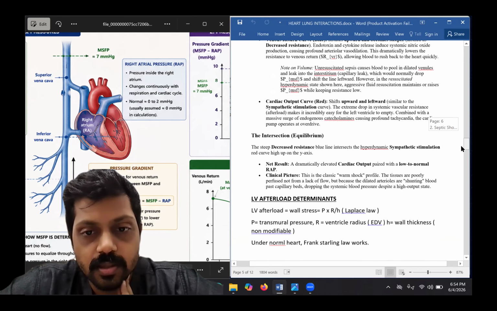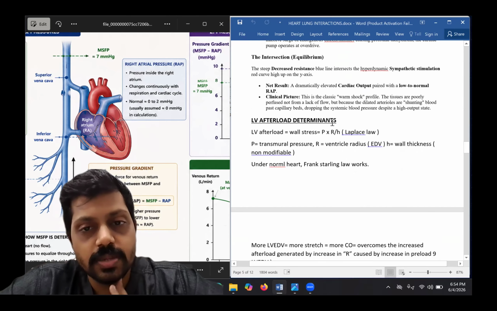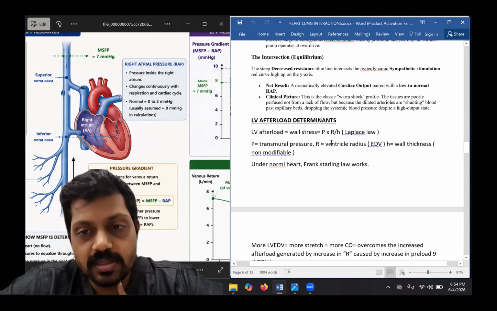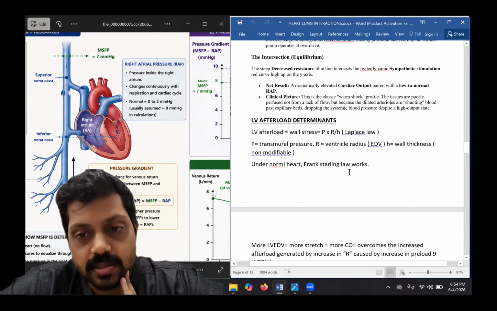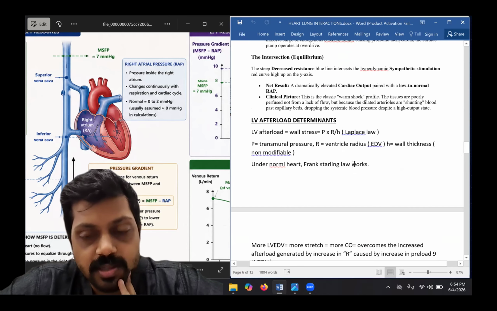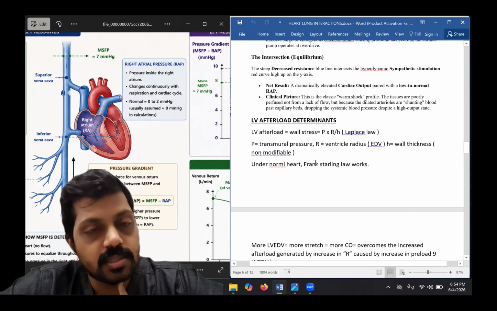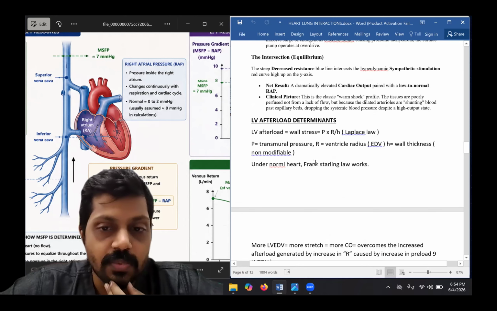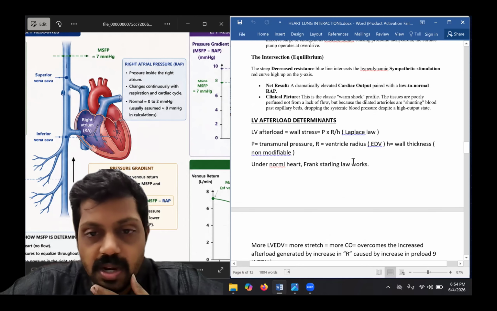Okay. So there are some factors which determine the LV afterload. Remember these two laws you have to know: one is the Frank-Starling law and the other is Laplace law. Frank-Starling law states that the force of contraction is directly proportional to the initial length of muscle fiber under normal resting state in a normal heart.